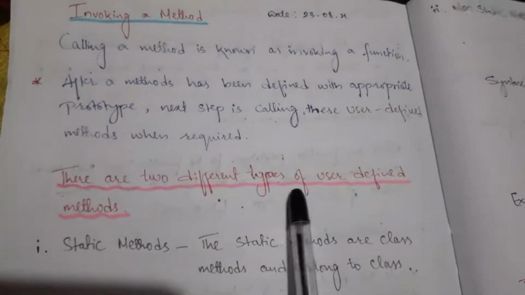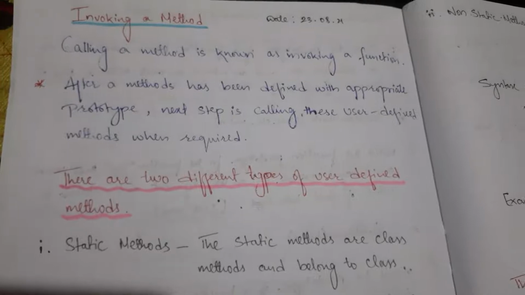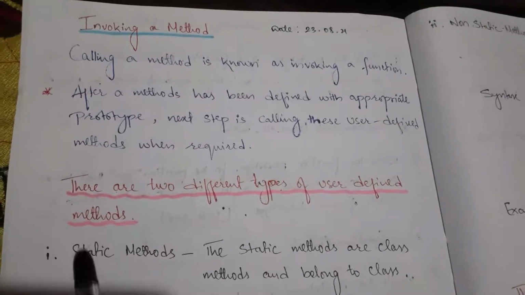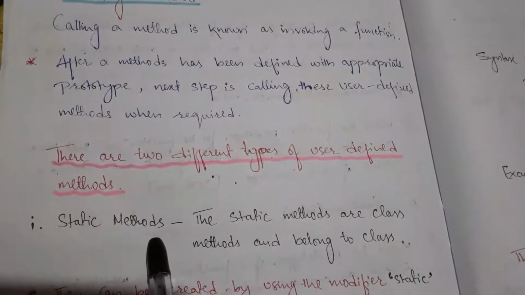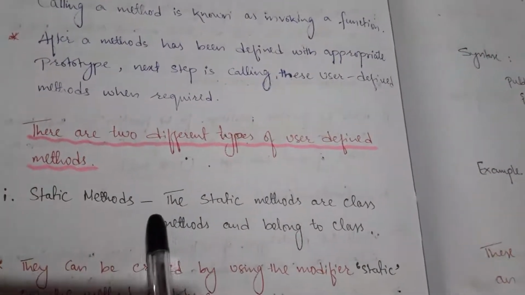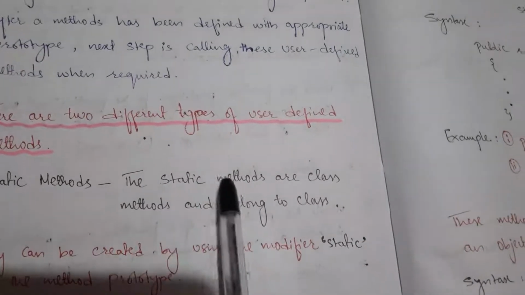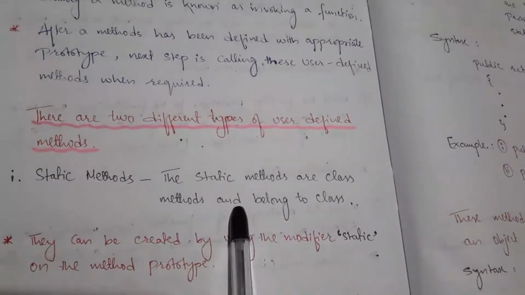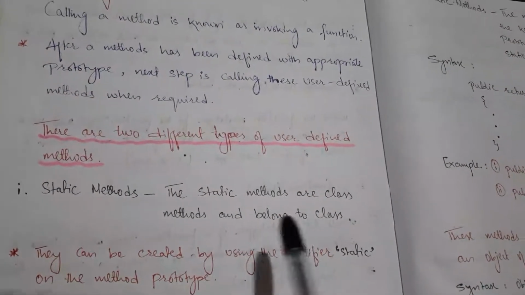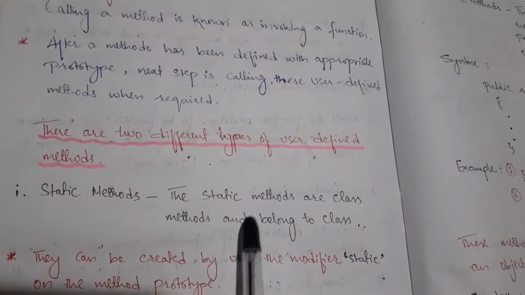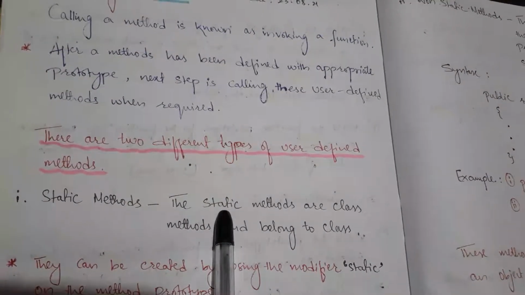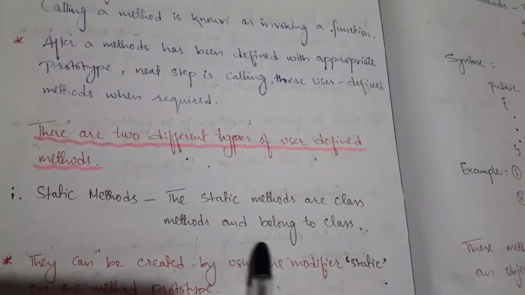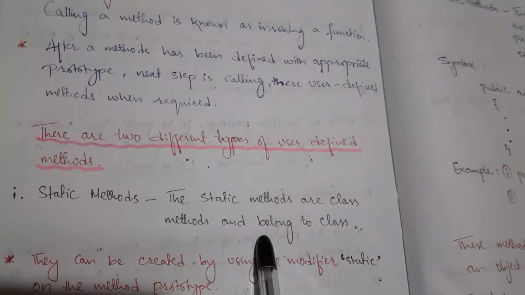Now according to this invoking a method, there are two different types of user defined methods. The first one is called static methods. Static methods are class methods and belong to the class. That means whatever method is defined in Java programming with the help of the keyword static is considered a static method. So static methods belong to the class.